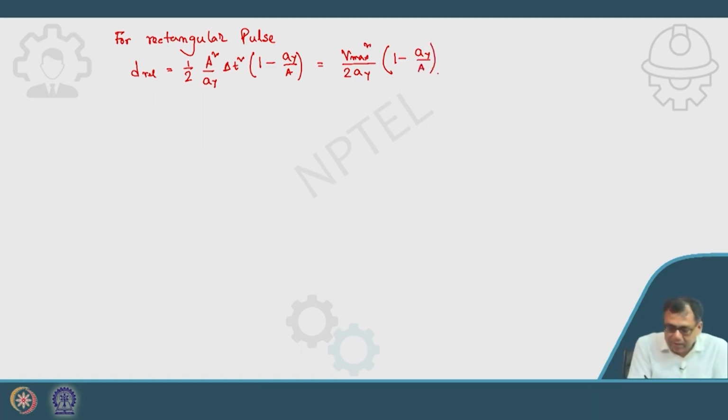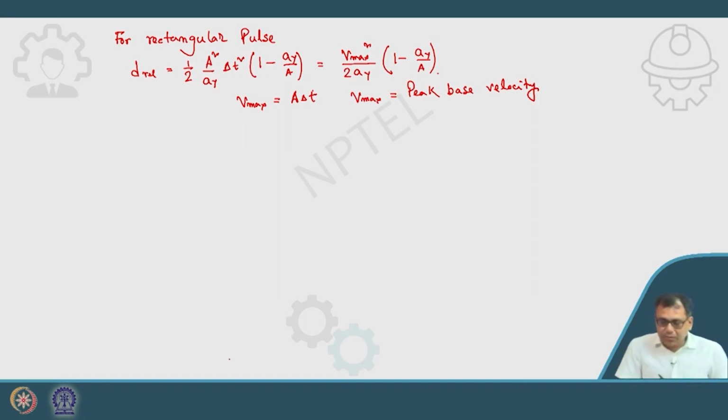What is Vmax? Vmax is equal to your acceleration into time del t. That is your Vmax, where your amplitude is A. So acceleration into time will give you the maximum velocity. Vmax is the peak base velocity. Now which type of pulse is given? It is the rectangular type of pulse that is given.